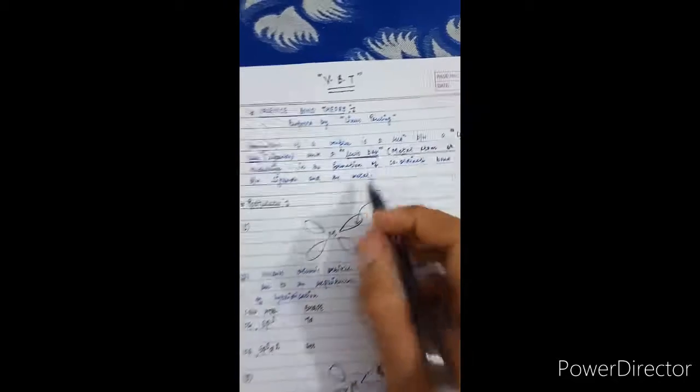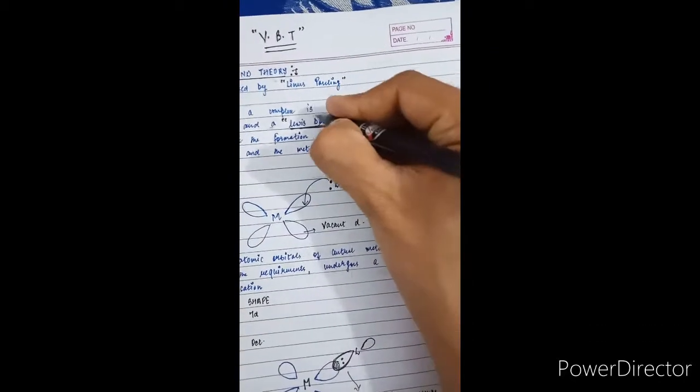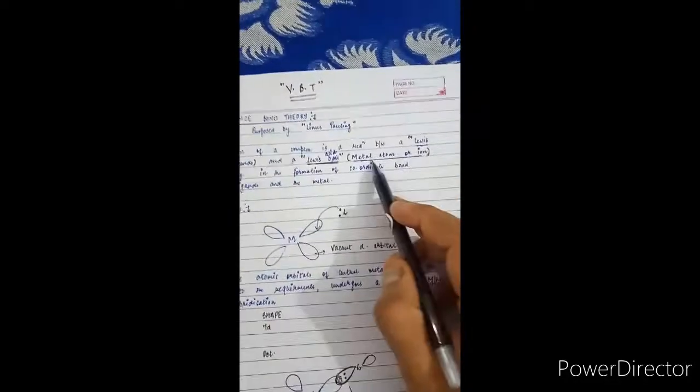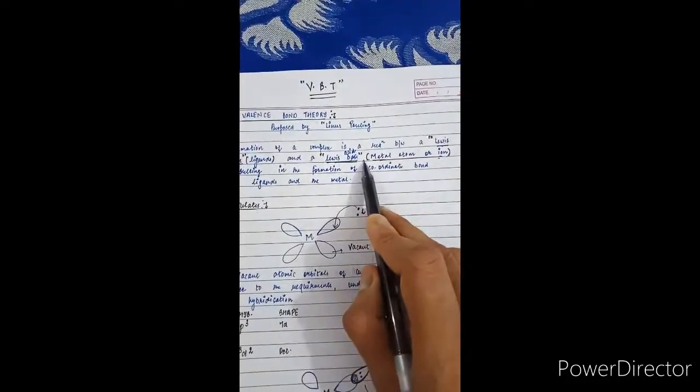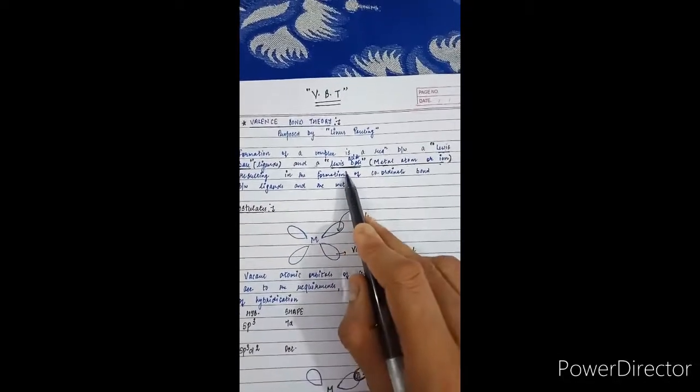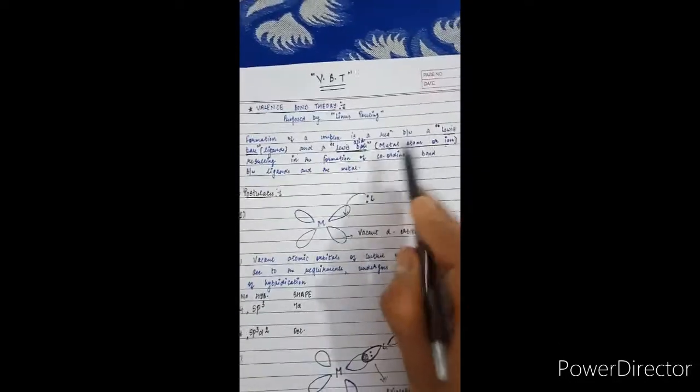Lewis acid. Okay, one second. This side there should be Lewis acid, not base. So the central metal atom or ion behaves as a Lewis acid. Why? Because they are acceptors. They can accept the lone pair of electrons from the ligand molecules.